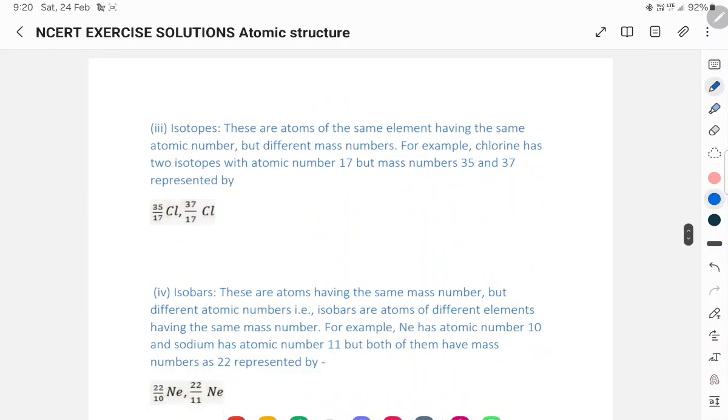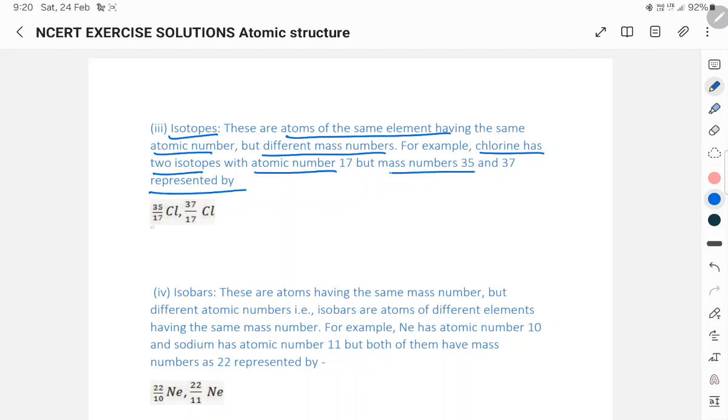Now isotopes: these are the atoms of the same element having the same atomic number but different mass number. For example, chlorine has 2 isotopes with atomic number 17 but mass numbers 35 and 37, represented this way, right? This is chlorine, atomic number 17, mass number 35. This is chlorine, atomic number 17, mass number 37. You can represent them in this way.